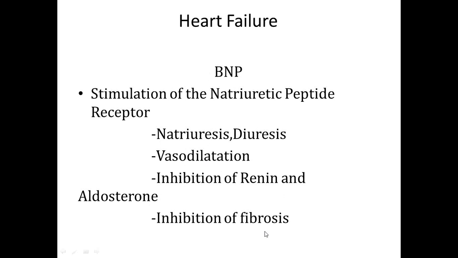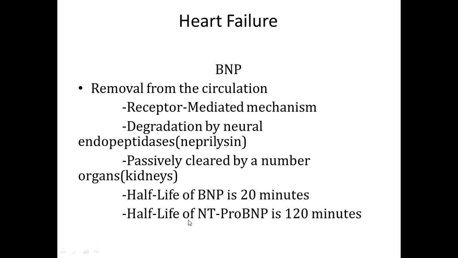It also causes inhibition of fibrosis, and as you know, fibrosis is one of the things after you get an insult and you go through all those things, you get fibrosis of the myocardium. So fibrosis is one of the problems with cardiac insult. So BNP does a lot of good things. Okay, it is induced once there's increased volume and pressure in the LV. All right, so we say it causes natriuresis, diuresis, vasodilatation, inhibition of the renin aldosterone system, and inhibition of fibrosis.